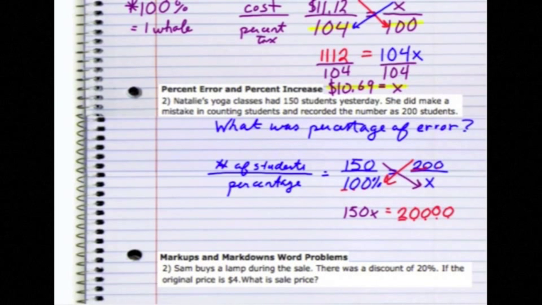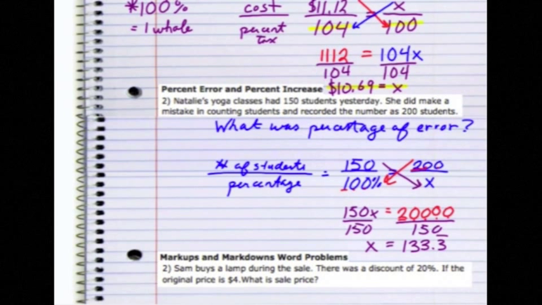Lastly, I want to remember, if 150 x's are equal to 20,000, what is 1x equal to? In order to find that, I divide by 150 on both sides. And I find out that x is equal to 133, and there's a decimal here, 0.3 repeating.